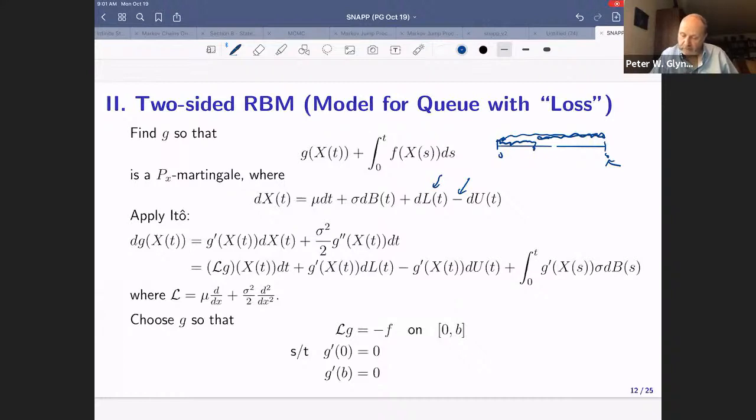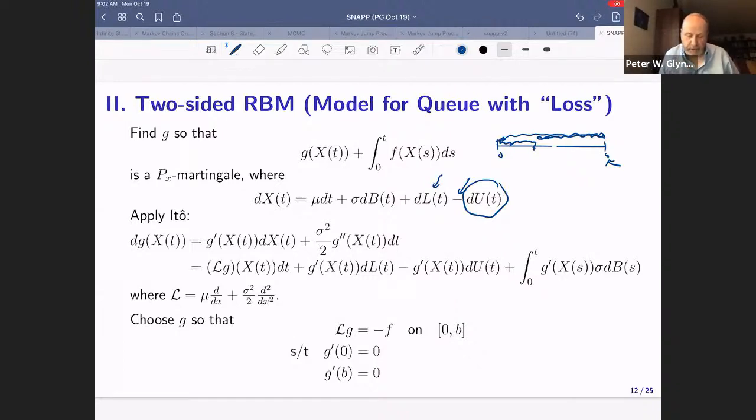Now, the amount of pushing that the process needs to do at the right boundary at b effectively corresponds to the diffusion analog to the loss process for the underlying associated queuing model. So two-sided reflected Brownian motions come about as heavy traffic limits, diffusion approximations to queues with loss at the upper boundary. And this pushing process, U of t, in particular, corresponds to the amount of loss in the diffusion limit that's occurring at the upper boundary.